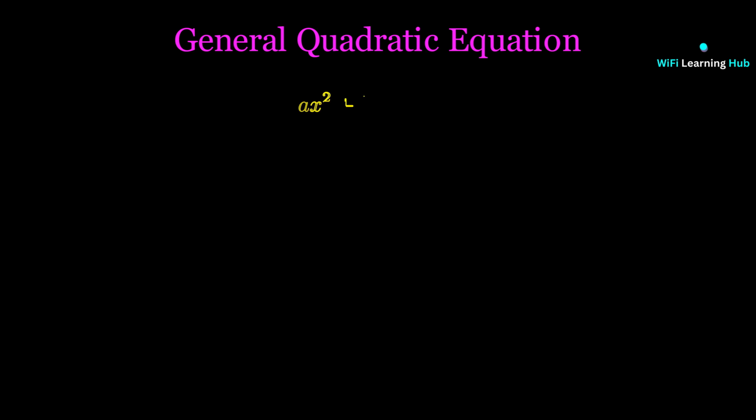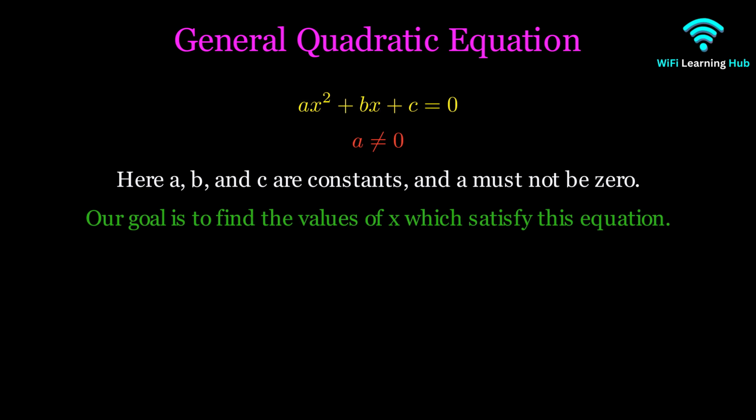The general quadratic equation is ax squared plus bx plus c equals 0. Here, a must not be 0. Otherwise the equation will not remain quadratic. The constants are a, b, and c. Our goal is to find the values of x.